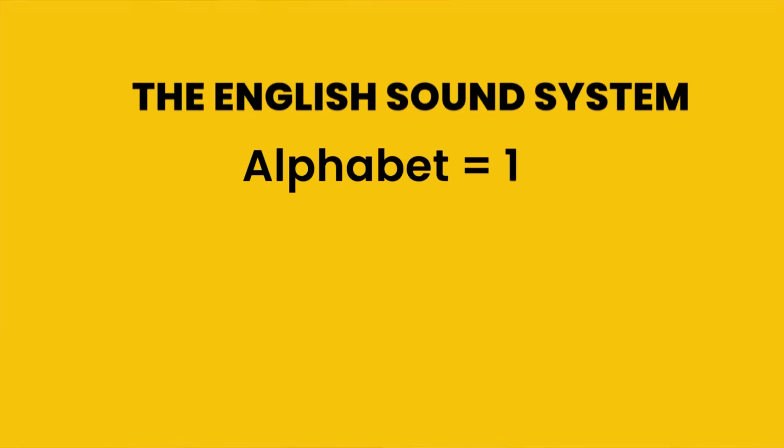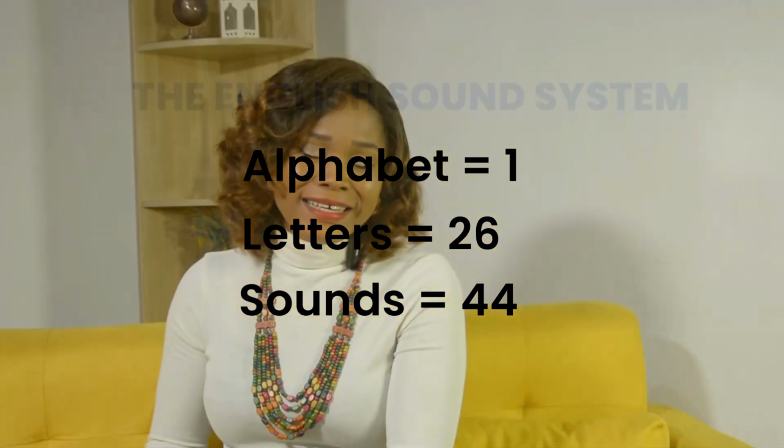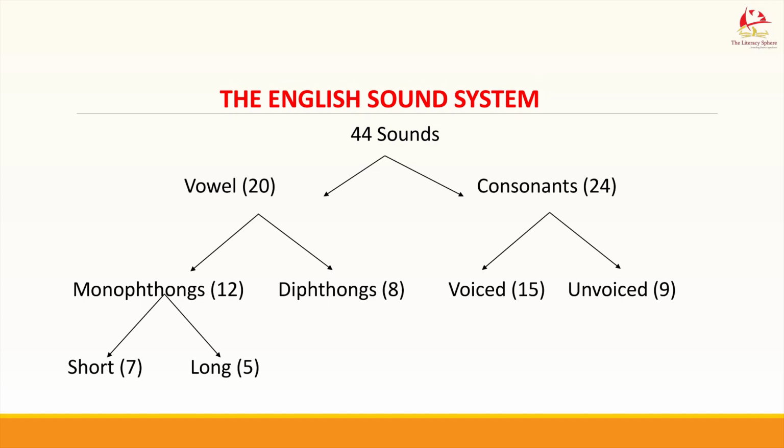We have one alphabet, the English alphabet. We have 26 letters, and from these letters we derive 44 sounds. I will show you what I mean in no time. Take a look at the screen. Here you have the English sound system, as shown using the arrows.